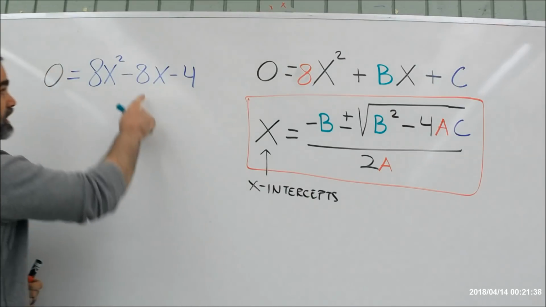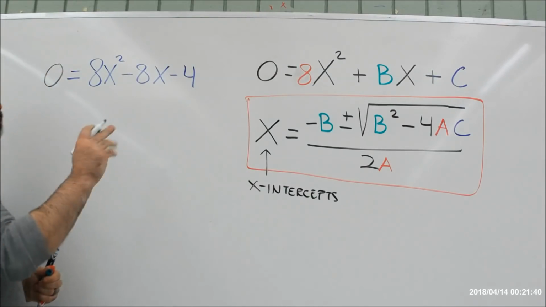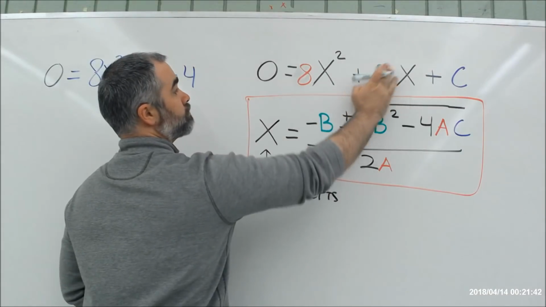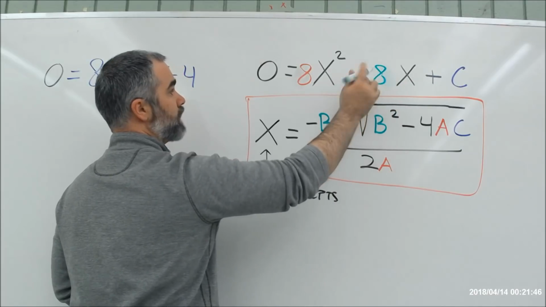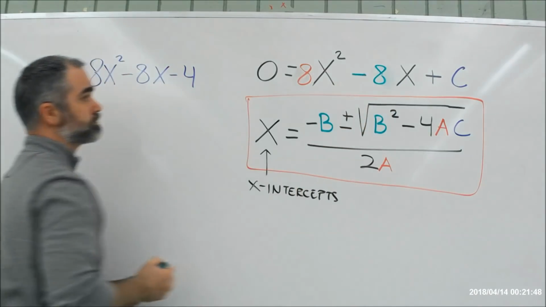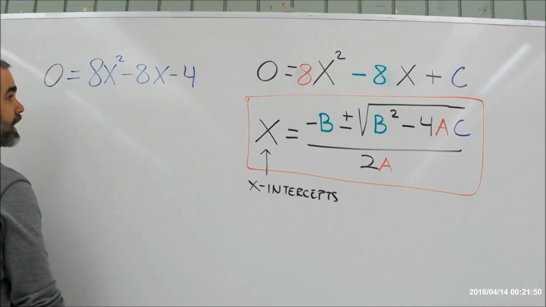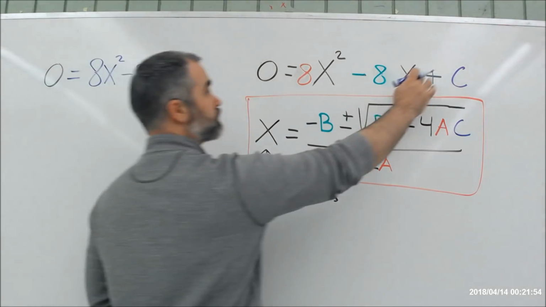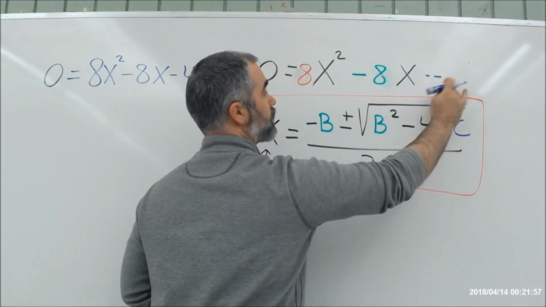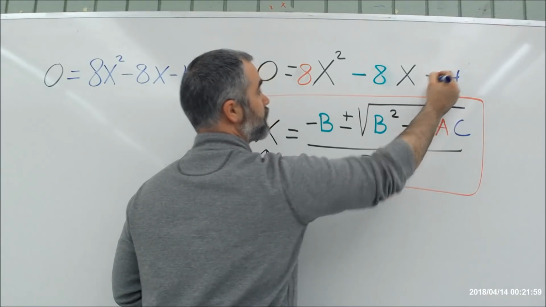The b is a negative 8, so I'm going to replace the b with that. Because it's a negative, I'm going to change this plus sign to a minus sign as well. And the c is negative 4. Likewise, I'm going to change this c to a negative as well. So this is going to become a negative 4. Be really careful as you do that.